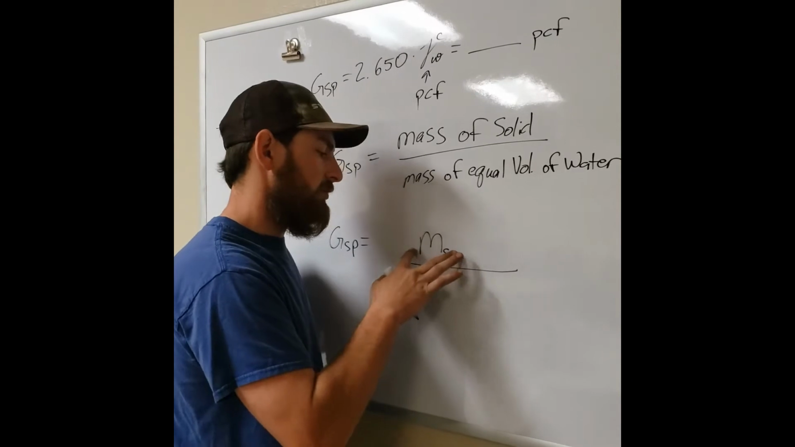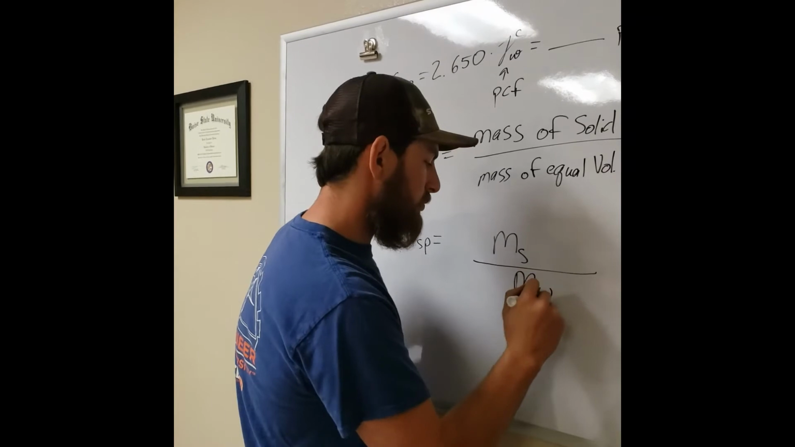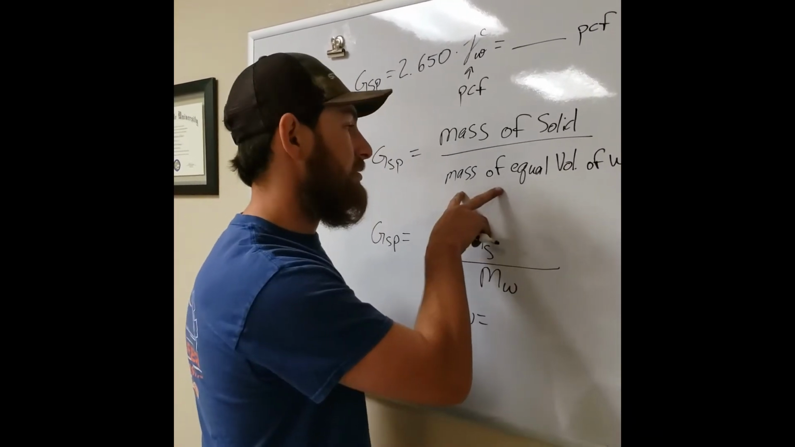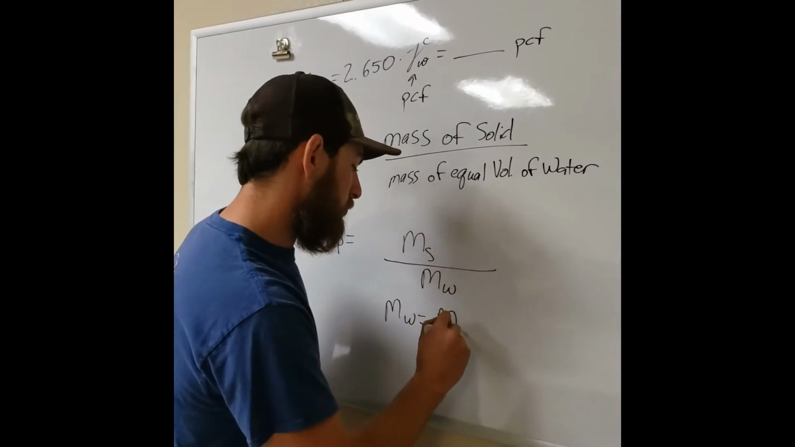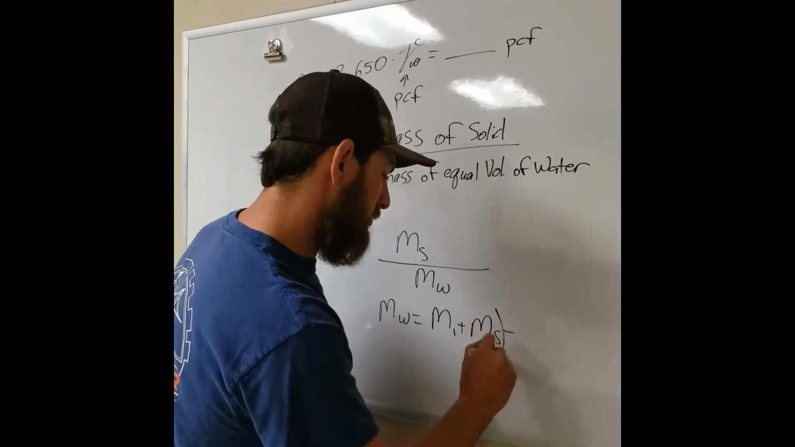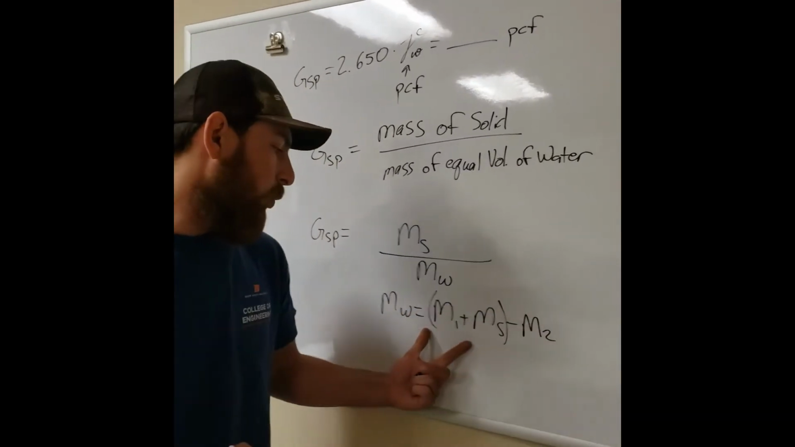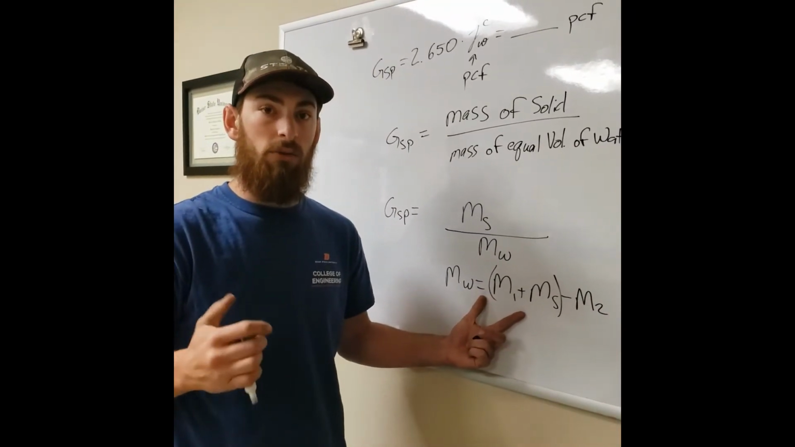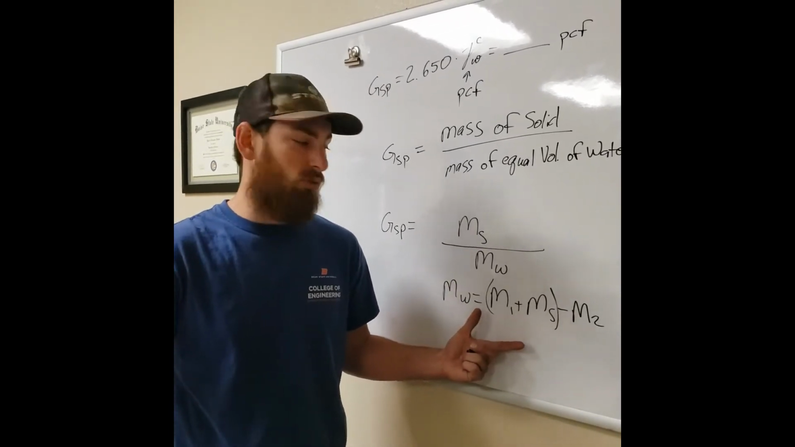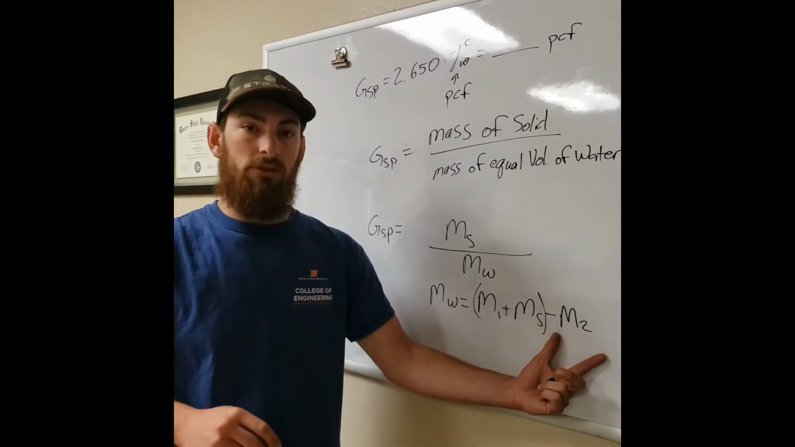So the actual equation that we're going to be using is going to be our MS, which is going to be our mass of solids, this is dry, divided by what we're going to call MW. MW is the mass of equal volume of water, which we're going to calculate as M1 plus MS minus M2. M1 is going to be the mass of the flask filled up to exactly, I can't remember if it's 500 or 1,000 milliliters of water. MS is the same value. M2 is the two of them together.